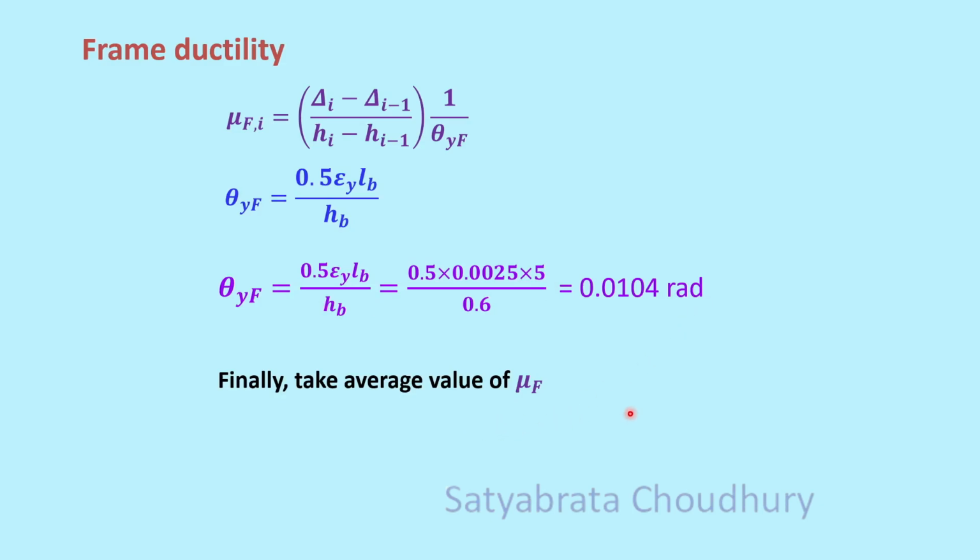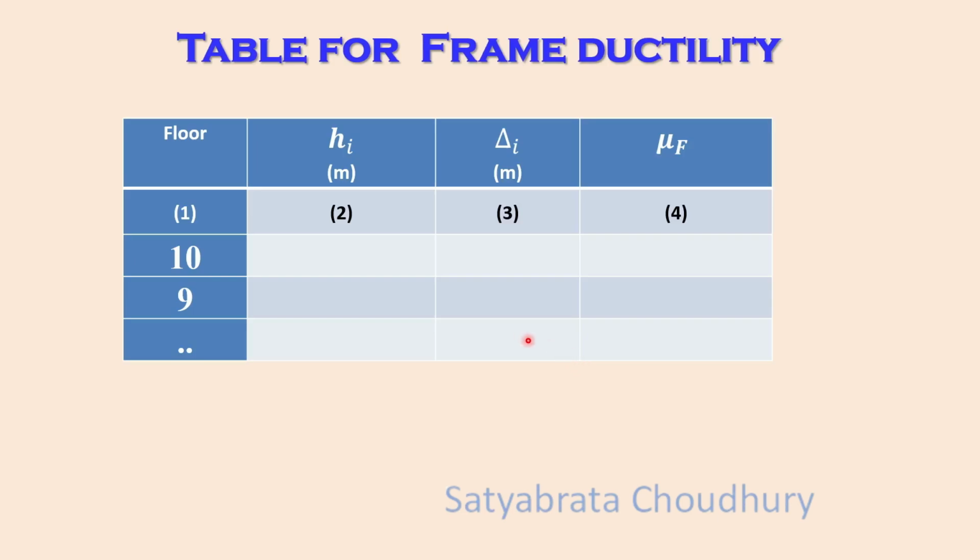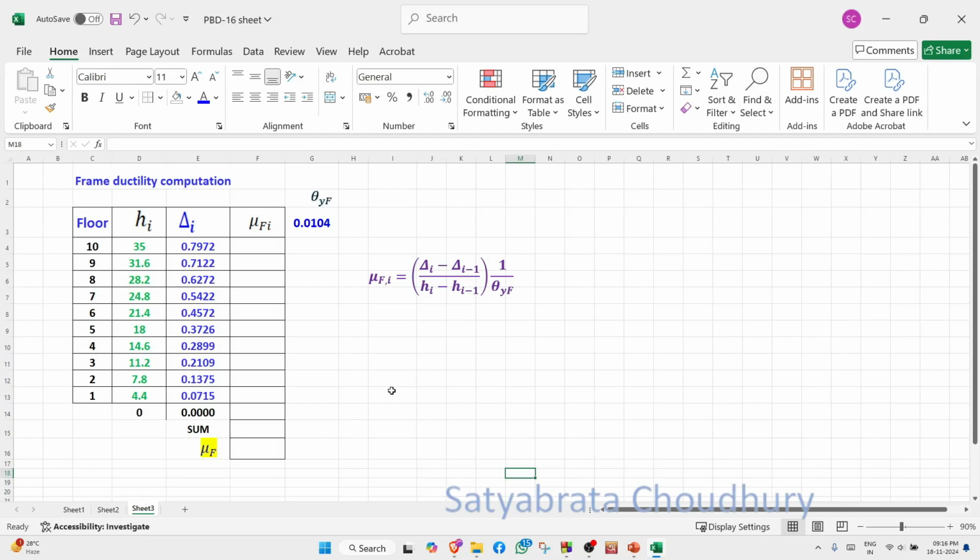So let us go to the tabulation. The tabulation is like this: the floors, then height of the floors, then delta_i as we calculated in the previous videos, and finally the mu_f tabulation. For this purpose we shall go to the Excel sheet. Yes, this is the Excel sheet for computation of frame ductility. The floors, then height of floors, then delta_i values from previous videos, and here we shall calculate the mu_f_i for each floor.